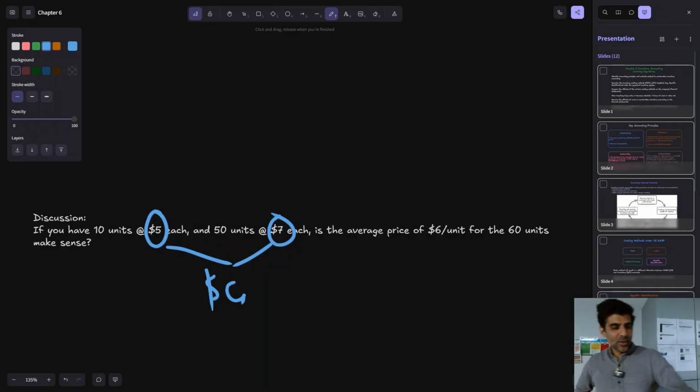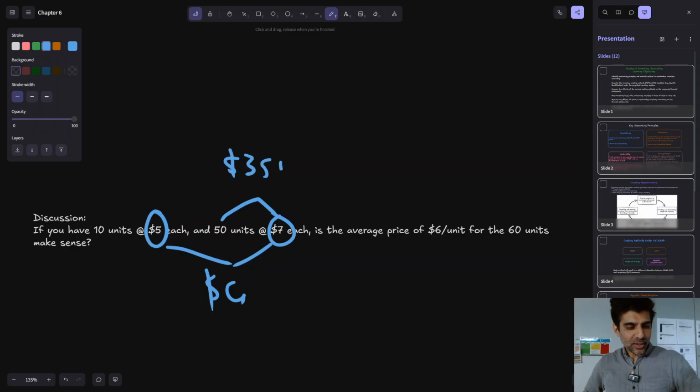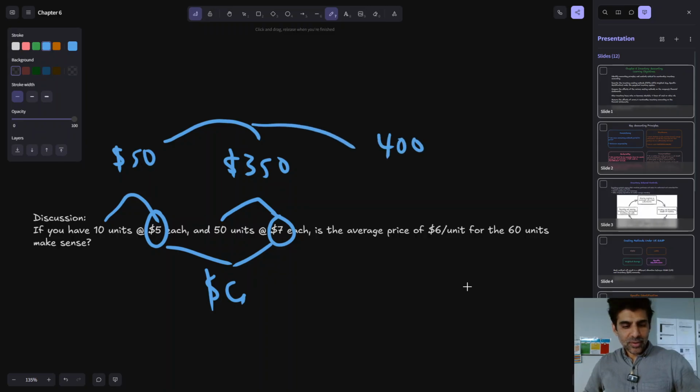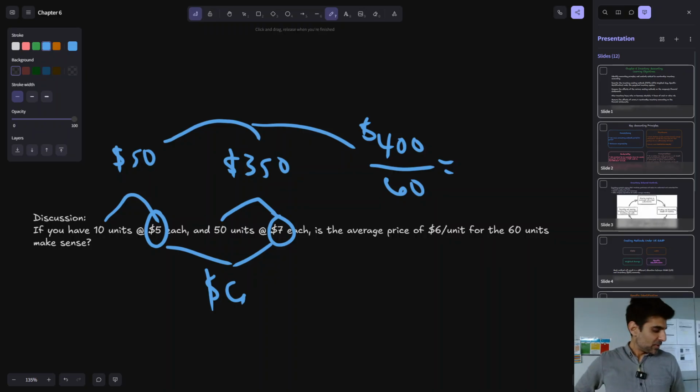Okay, he's saying that you had 50 units at $7. So the value of that inventory is 350. And then you had 10 units at $5. And the value of this is $50. Agree? Do we agree with that? Okay, so if we add this up, it's $400. And how many units is this? 60. Okay, so what is this equal to?